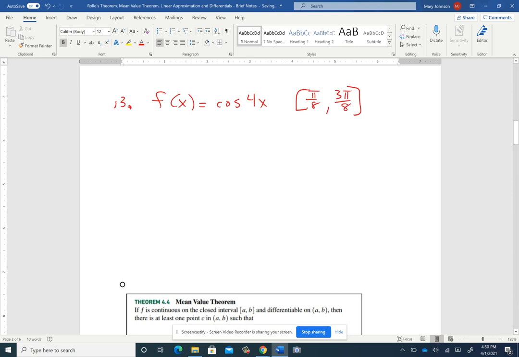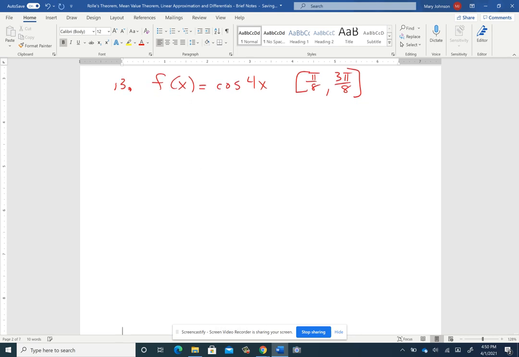Okay, so you're trying to see on this, remember, whether Rolle's theorem applies. So cosine is continuous everywhere and differentiable everywhere. Okay, so f is continuous on this and differentiable on the open interval from pi over 8 to 3 pi over 8. In fact, it's differentiable everywhere and continuous everywhere.